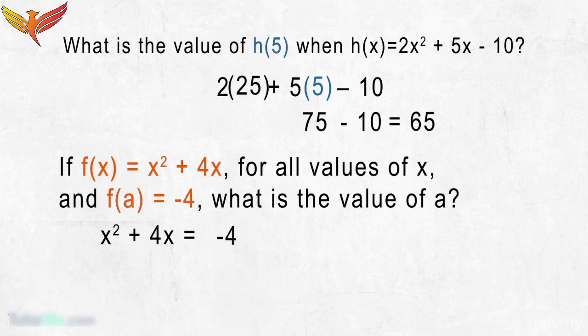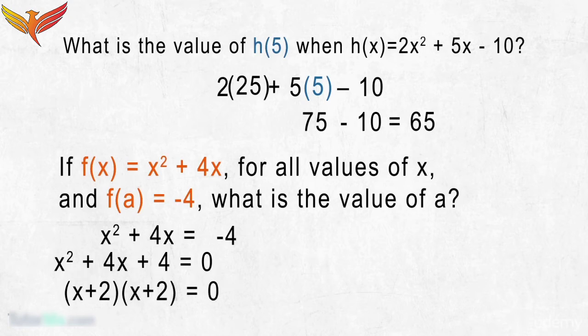Add 4 to both sides, and we have x squared plus 4x plus 4 equals 0. Think back to factoring, and we know that x squared plus 4x plus 4 simplifies to x plus 2 times x plus 2 equals 0, which when we set x plus 2 equals 0 and subtract 2 from each side, that gives us x equals negative 2. And that's our answer. Let's take a look at what some function questions will look like on the GRE.